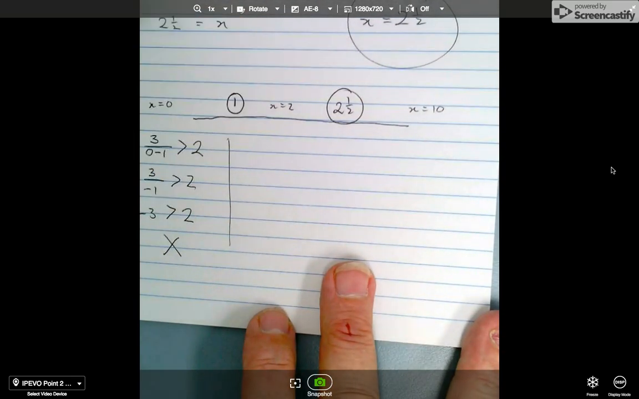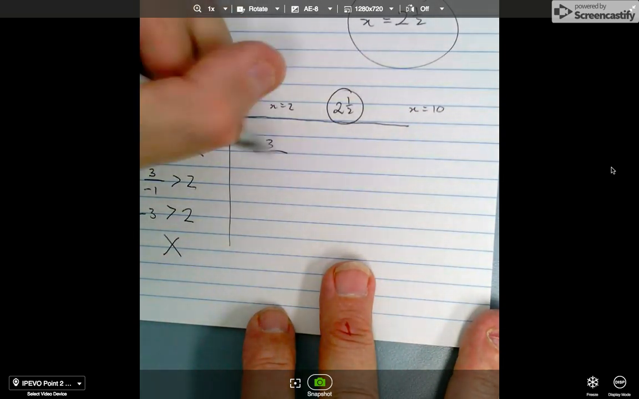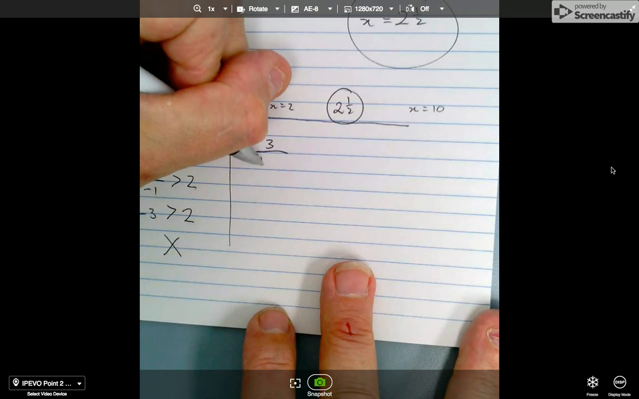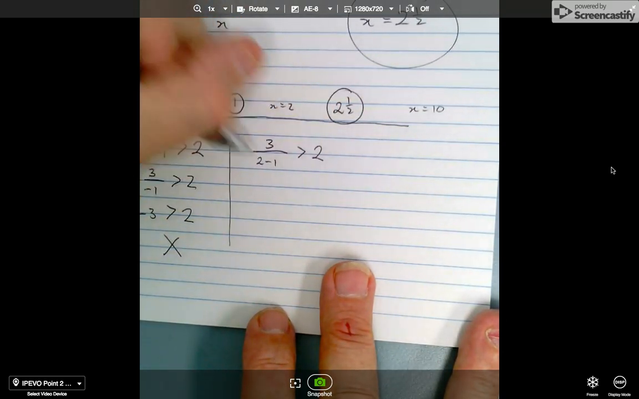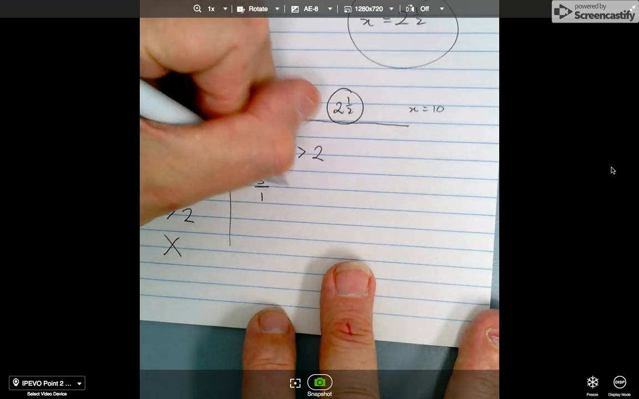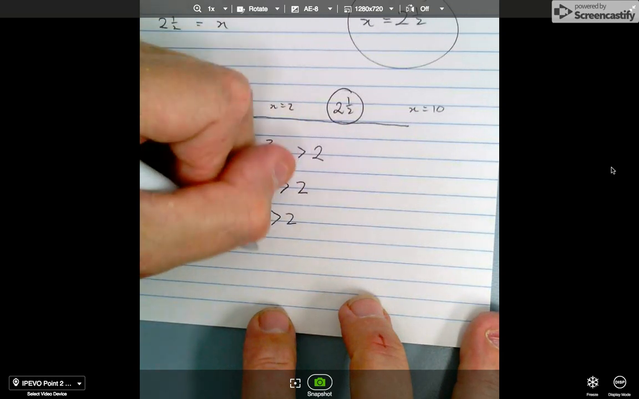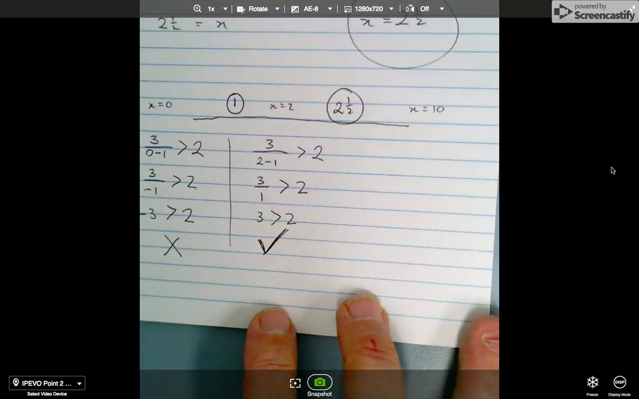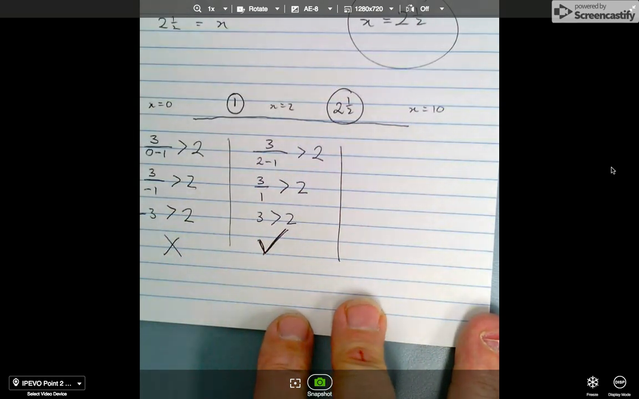Let's look at 2. So we've got 3 over x minus 1. So 2 minus 1, is that greater than 2? 3 over 2 minus 1, 2 minus 1 is 1. So you get 3 over 1, is that greater than 2? This is just 3 is greater than 2. So that's a tick. It is true for that section there. Because it's true for this, it's true for the whole section.